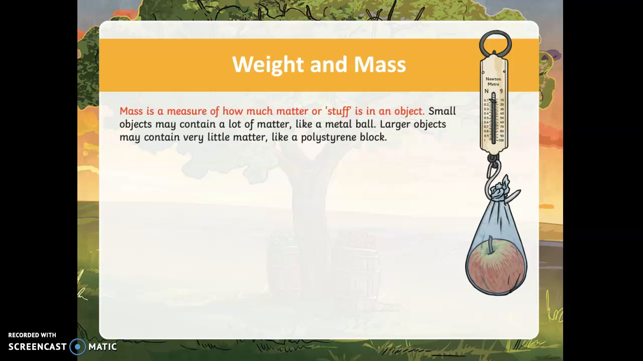Now that you've managed to write down those notes, I want us to move on and think about weight and mass. So what is mass? Well, mass is a measure of how much matter or stuff is in an object. Small objects may contain a lot of matter, like a metal ball. Larger objects may contain very little matter, like a polystyrene block.